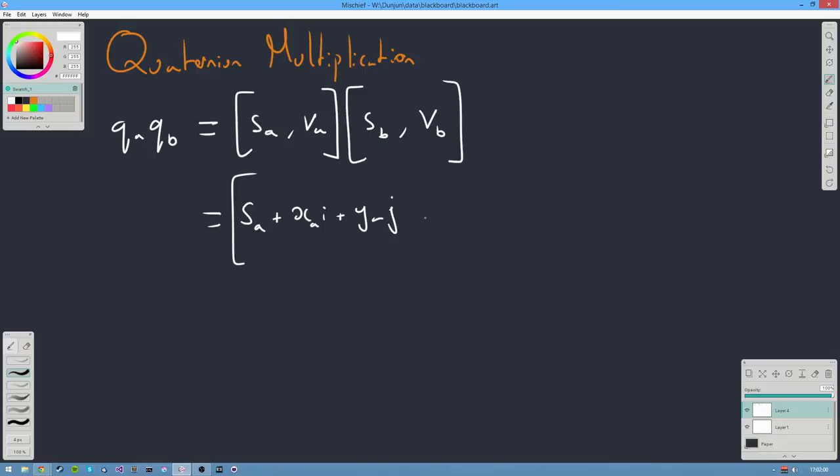The reason I'm going to do this is to do it the long way around. It's going to take a while to expand, because you can't actually multiply two vectors together easily. I'll explain in a minute how you actually do that and what the shorthand is, but I'm going to do the longhand and then I'm going to do a shorthand version. So let's do that: SB plus XBI plus YBJ plus ZBK.